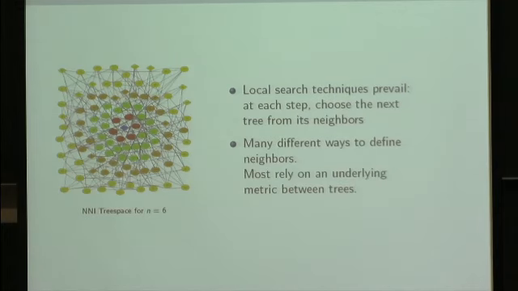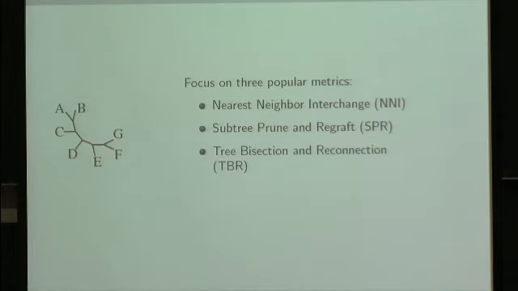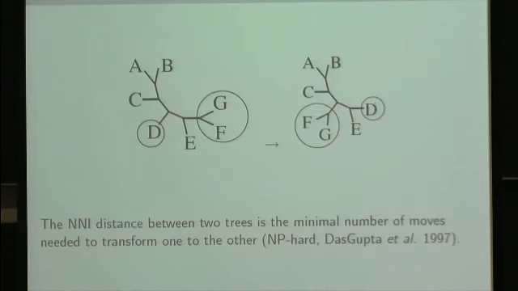So how do we define a neighborhood? I said we use a metric. Let me talk about 3 metrics, which people have talked a little bit about already. The ones I'd like to talk about are nearest neighbor interchange, subtree prune and regraft, and tree bisection and reconnection. I'd like to note, as was noted earlier, that every NNI move can be modeled by an SPR move, and every SPR move can be modeled by a TBR move. NNI is the only one that really hasn't been defined yet in this session. Everyone else has explained it.